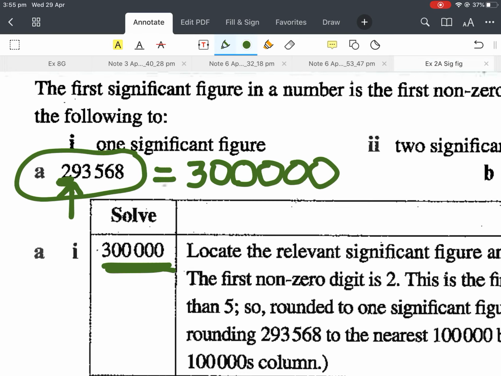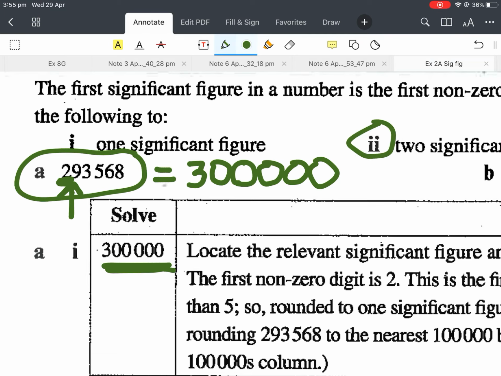What you need to make sure you do in place value and significant figures is keep the correct place value. So my number in A is roughly 300,000. If you get an answer of just 3, that's nowhere near 300,000. So you must make sure that if you've got 6 digits in the question, you end up with 6 digits in your answer.